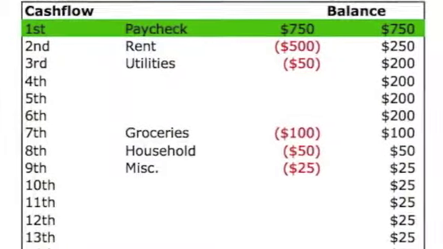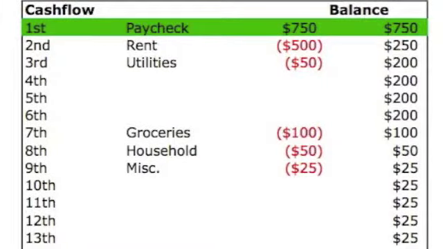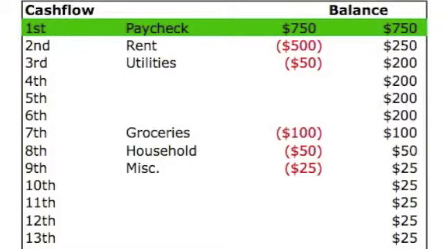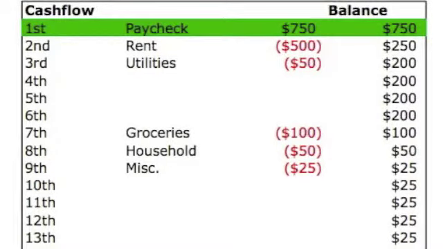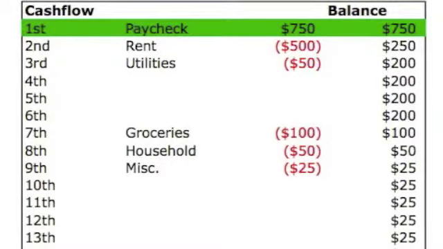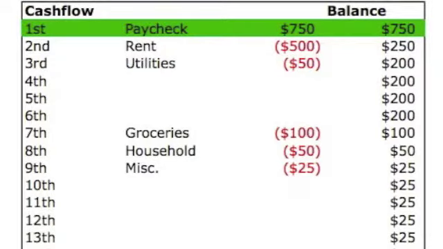So on the 1st and the 15th, you'll get paid, and as you can see at that point, your balance will increase. And then when you pay your rent, your utilities, your groceries, the balances will decrease. Around the 7th or 8th, when you start with your groceries, that is discretionary. You don't have to spend $100 a month on groceries, but whatever you have spent, that's what you'll put in there. And then it lets you know how much money you can spend on household and miscellaneous before your next paycheck. And the same thing goes after you get paid on the 16th.